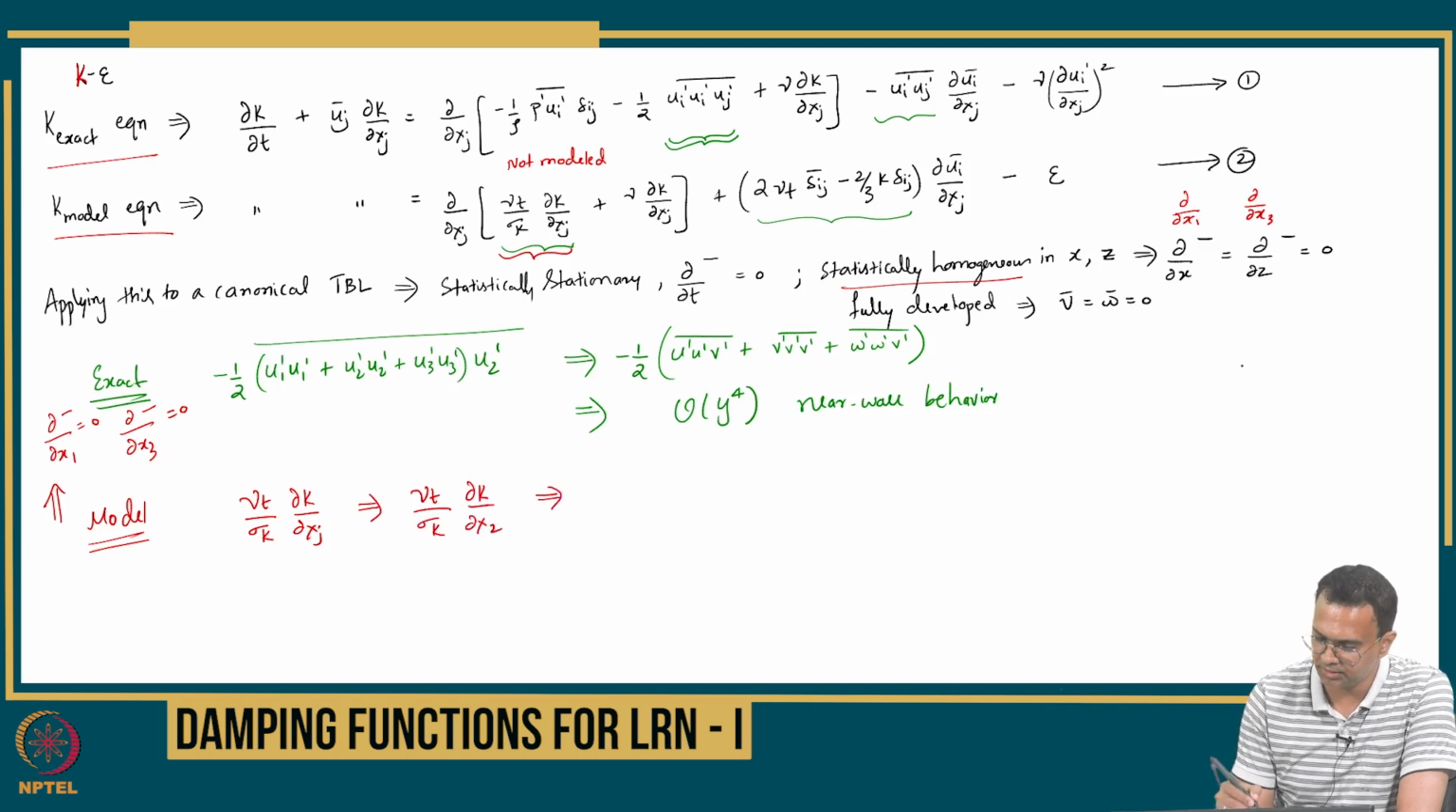And for consistency, if I write in x, y, z terminology, I get nu_t as, in a k-epsilon model, you have C_mu k square by epsilon. Of course, you have sigma_k here, and then you have the dou k by dou y term.